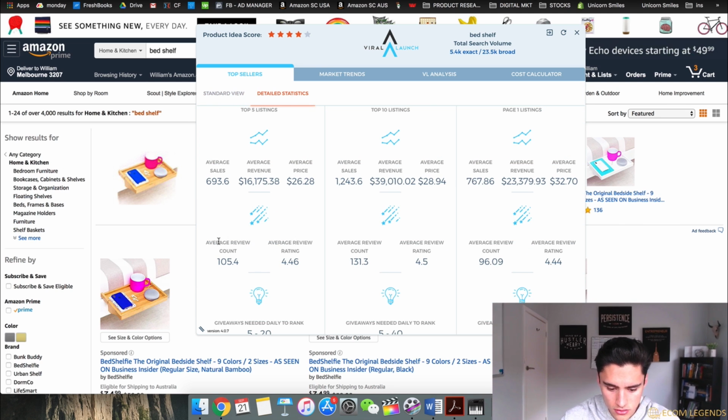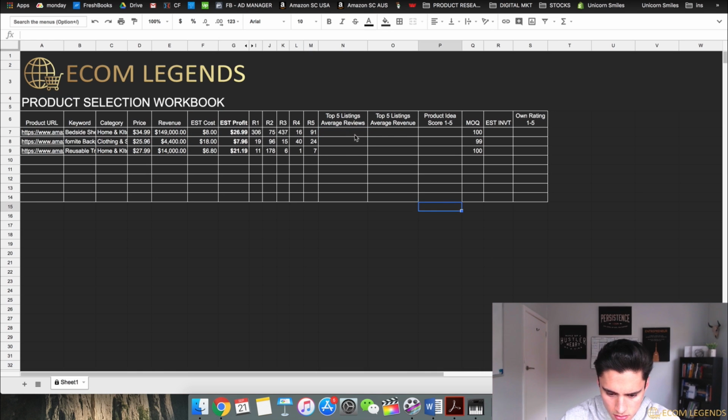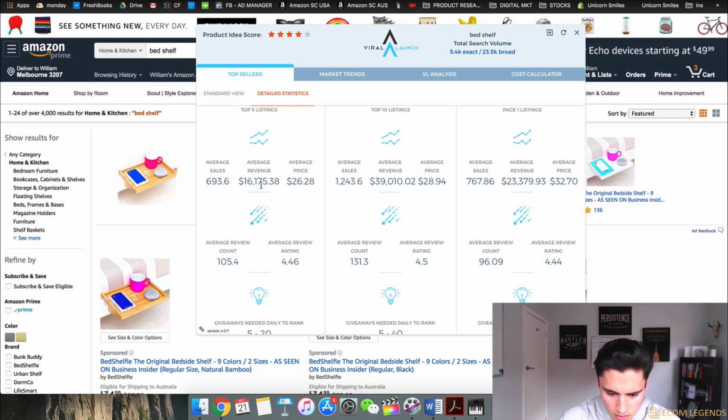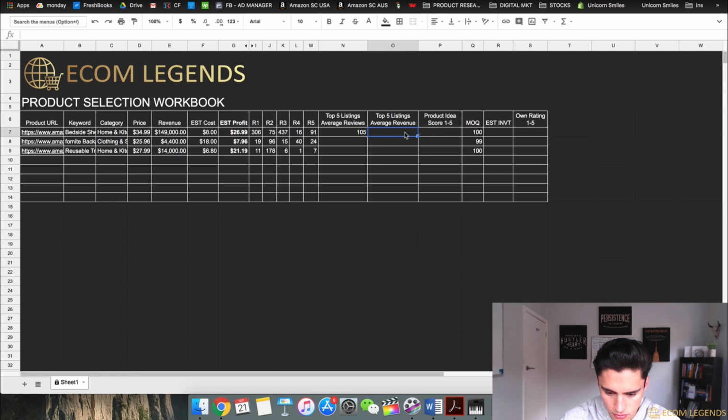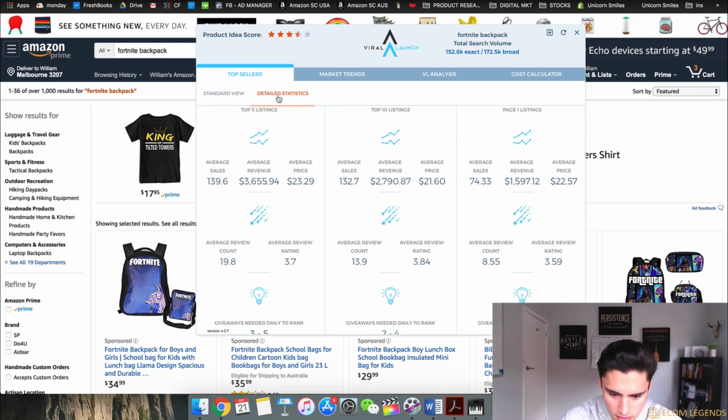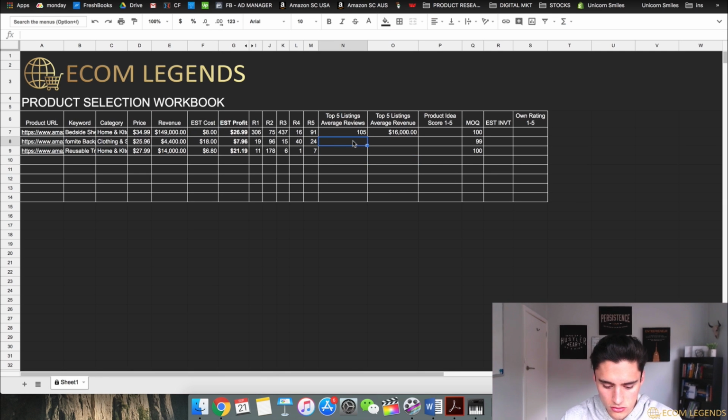So average reviews is 105 for the bedside shelf, 105, and the revenue is 16,000, okay, roughly. The same one here. So for the Fortnite backpack, you want to go to detailed statistics. Fortnite backpack, the reviews are 19.8. What this is going to allow us to see is it's going to summarize all this data, and summarize the revenue that the top 5 listings are making as well. You know what I mean? It's going to be looking at the top 5 listings and just doing an average.